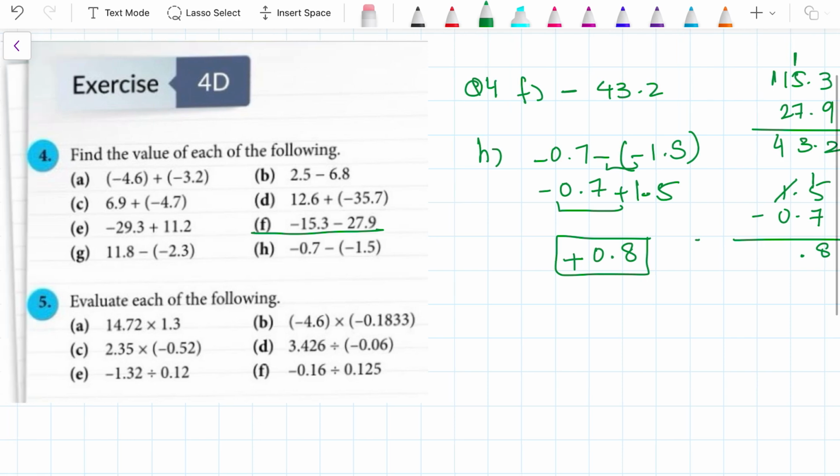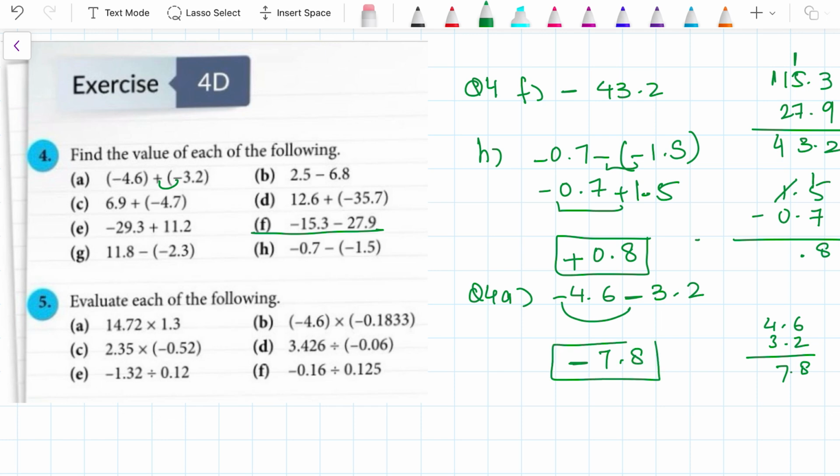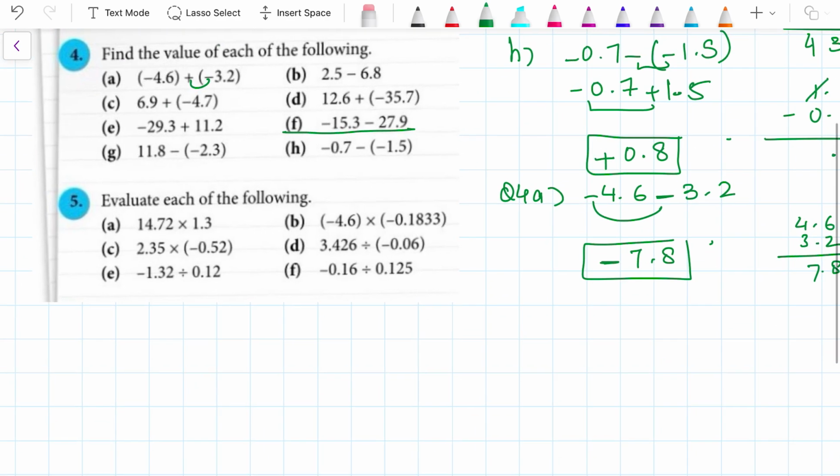Let's look at question number 4A. Minus 4.6 plus minus becomes a minus 3.2. Minus is a plus operation, but we write the sign of the bigger number. Decimal under a decimal, so it becomes a minus 7.8. Now let's start with question number 5.